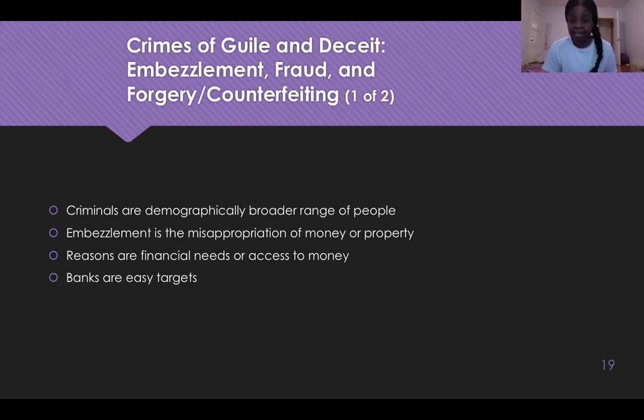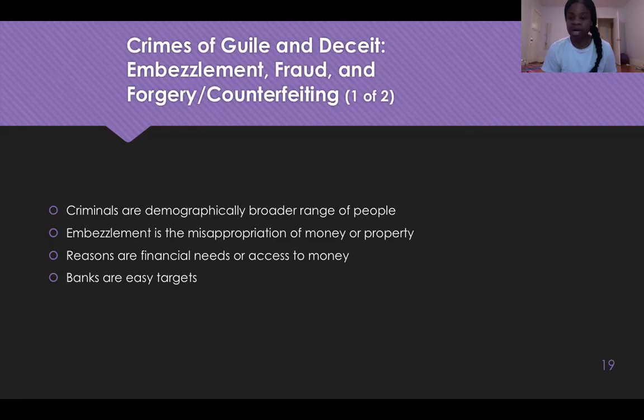Crimes of guile and deceit, so embezzlement, fraud, and forgery/counterfeiting. The Universal Crime Report lists 3 Part 2 property crimes. So embezzlement, fraud, forgery/counterfeiting are committed by a demographically broader range of people than we see committing such crimes as burglary and motor vehicle theft. Some criminologists consider these crimes to be white-collar crimes.